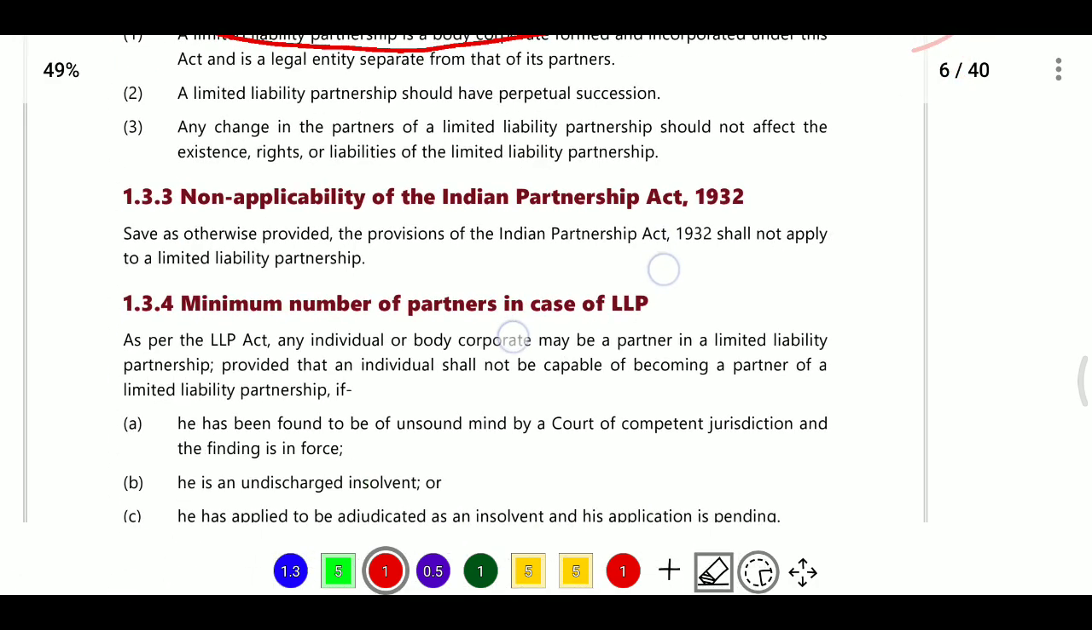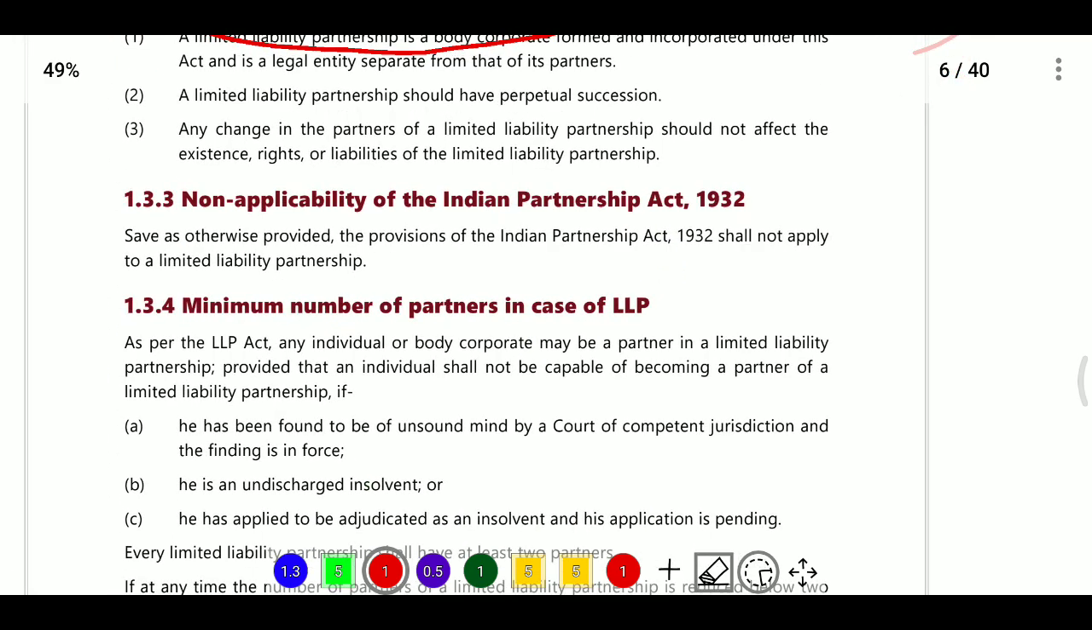Now what is the nature of LLP? The nature of LLP means LLP has a separate legal entity, perpetual succession, and limited liability for partners. Unlike a traditional partnership, an LLP can continue its existence irrespective of changes in partners. For example, even if one partner in an LLP retires, the LLP continues to exist and operate without needing to dissolve or reconstitute the firm. But if it is a partnership and one person retires, then the firm needs to reconstitute or dissolve.